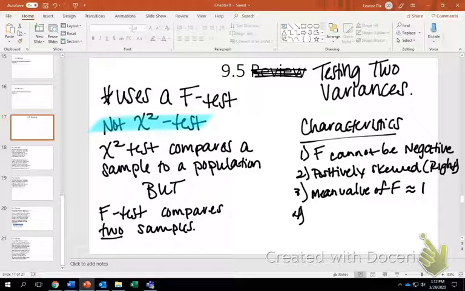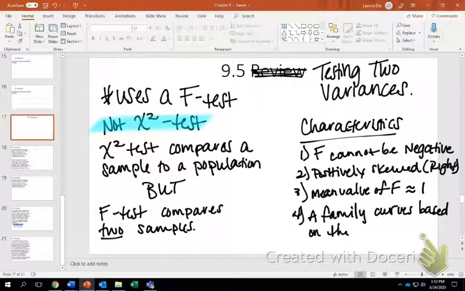And then finally, it is a family of curves. Okay, we know this one already. It's a family of curves based on the degrees of freedom. Okay, and we'll talk about the degrees of freedom, not extensively, but for a little bit. We will definitely talk about the degrees of freedom, because now we're going to differentiate between the degrees of freedom of a larger sample and a smaller sample, and of a larger variance and a smaller variance. And so we'll talk about that in a second.